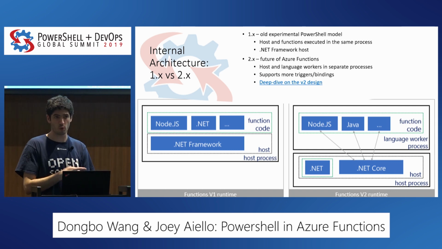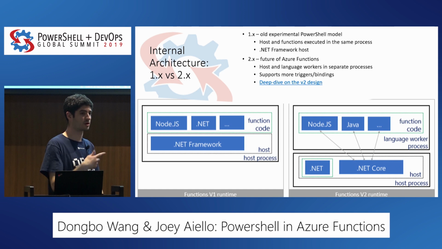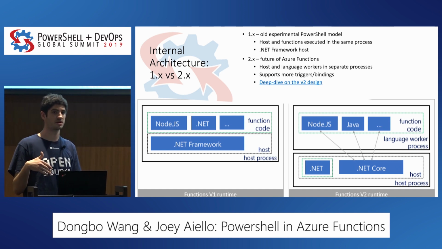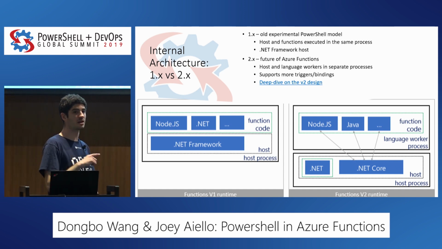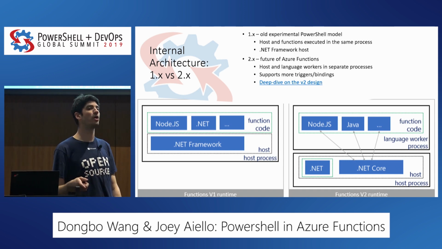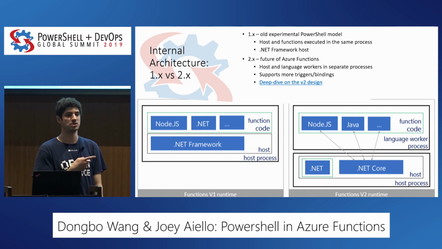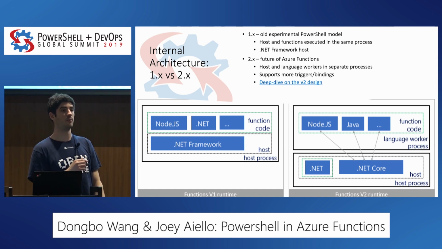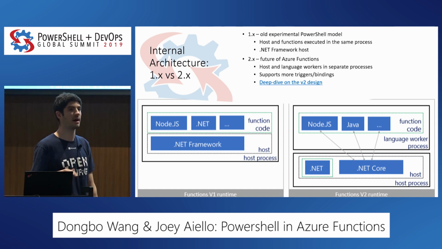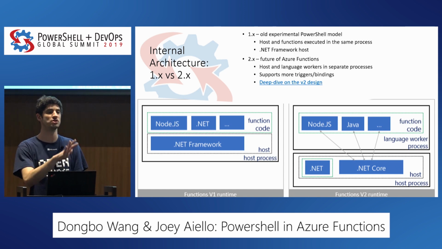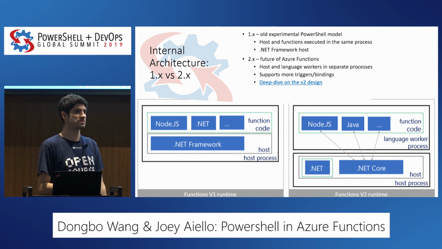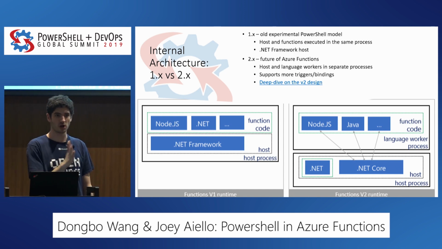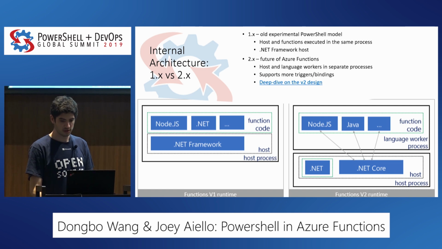2.x does have way more triggers and bindings, so we support a lot more stuff right out of the box. And I highly encourage you, if you're interested at all, to check out this awesome deep dive that Dongbo wrote on the V2 architecture for PowerShell. Really anything you'd ever want to know about how we implemented it, how the serialization is happening, and every step of the runspace initialization and pooling is all in there. So definitely check that out.